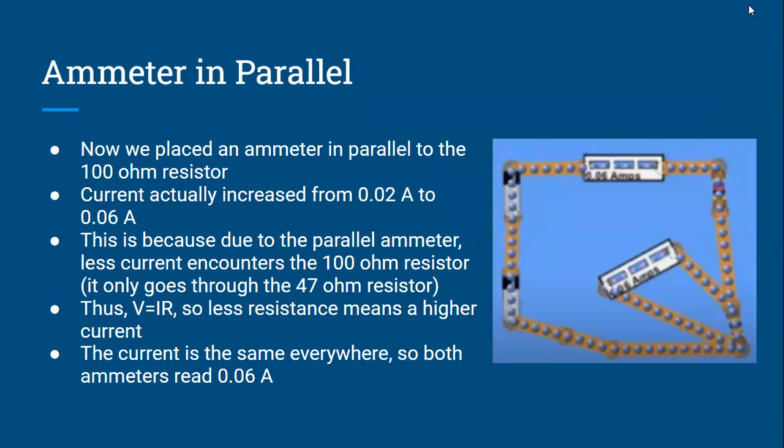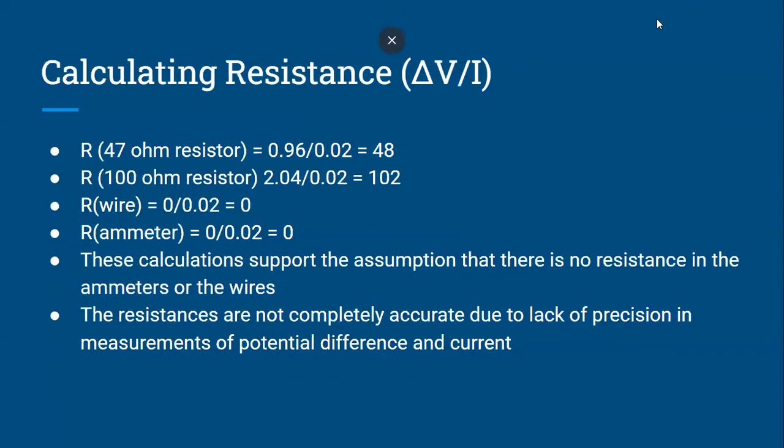And then we also tried putting the ammeter in parallel, and this increased the current from 0.02 amps to 0.06 amps. And this is because, due to the parallel ammeter, less current encounters the 100 ohm resistor. It goes through the alternate path and only goes through the 47 ohm resistor. And thus, since our resistance went down, our current went up since our V did not change. And the current is the same everywhere, so both ammeters read 0.06 amps.